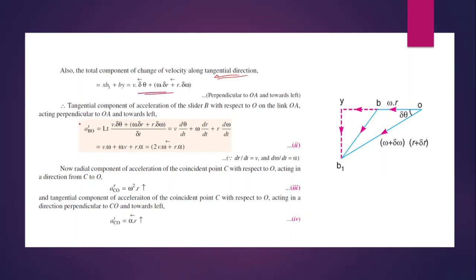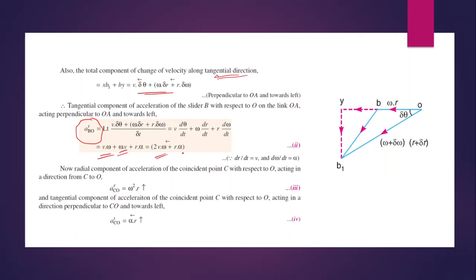Then the tangential component of acceleration of B with respect to O is equal to the limit as delta t tends to 0 of v delta theta plus omega delta r plus r delta omega, divided by delta t. That is equal to v into d theta by dt plus omega into dr by dt plus r into d omega by dt. That is v omega plus omega v plus r alpha, which is equal to 2 omega v plus r alpha.